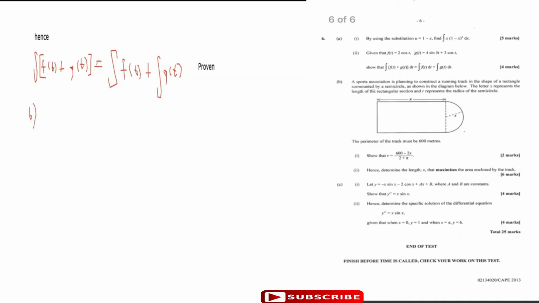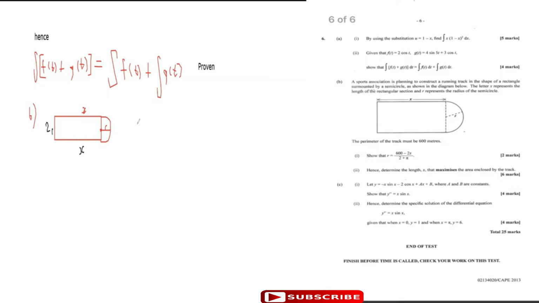So you have a rectangle. I'm just going to draw a rectangle for us. You have a rectangle and you have a semicircle. Right, that's a semicircle, and the radius of the semicircle is r. The length is x. Now if the length is x, then down here is also x. If the radius is r, the diameter is 2r, and so this side is also 2r.